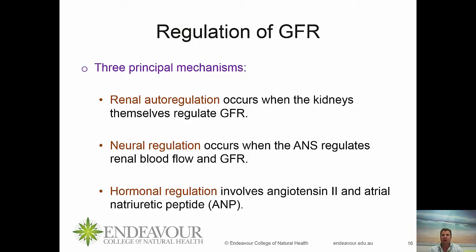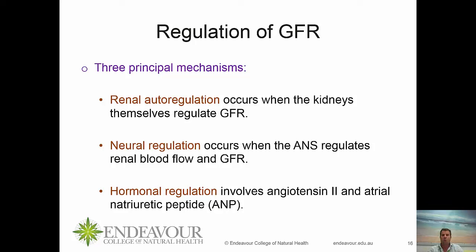Renal autoregulation. It's how the kidneys regulate their own GFR, keep GFR constant, keep it at the right level. There's the neural regulation. This kicks in when our autonomic nervous system starts to regulate blood flow and GFR. This tends to happen, as we said before, when we're not worrying about keeping GFR constant, but when we're worrying about trying to keep our blood pressure constant.